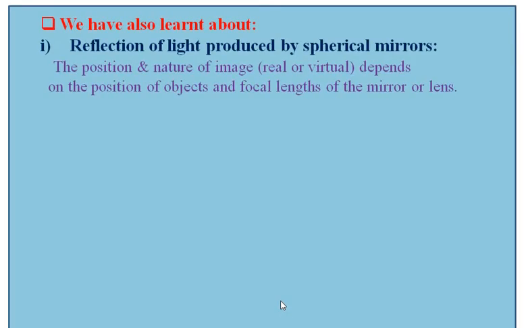We have learnt about reflection of light produced by spherical mirrors. The position and nature of the image, whether real or virtual, depends on the position of the object and the focal length of the mirror or lens.